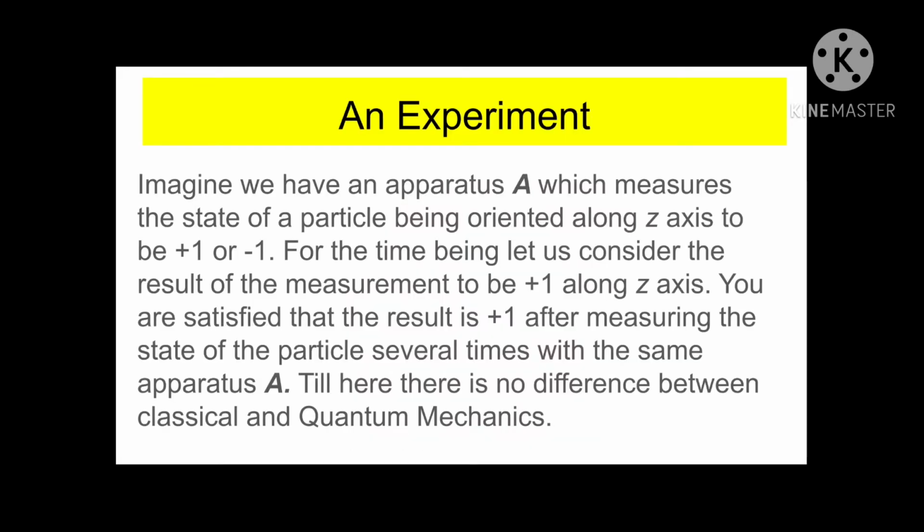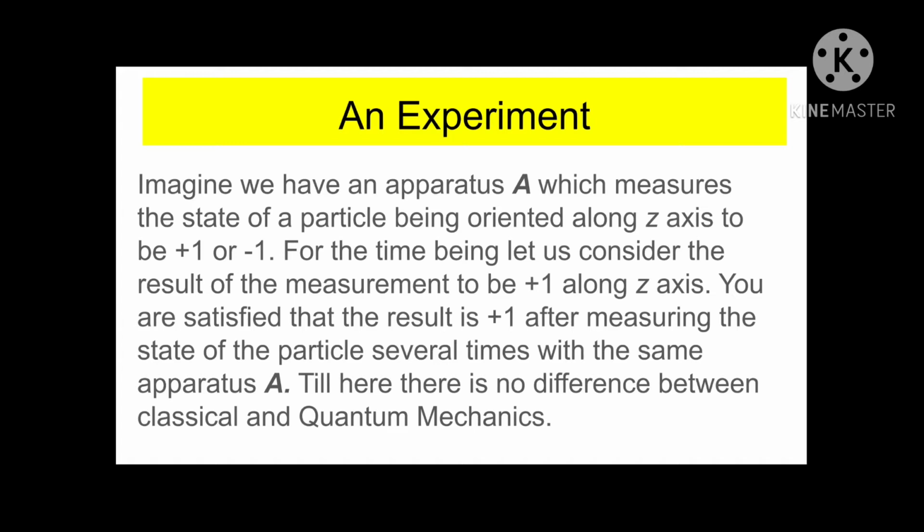So first of all, to understand quantum mechanics, we need to start with an experiment. It's not a practical experiment, we'll imagine it. So what do we have to imagine? We have to imagine that we have an apparatus A which measures the state of a particle being oriented along the z-axis to be +1 or -1. Now for the time being, let us consider the result of the measurement to be +1 along the z-axis.